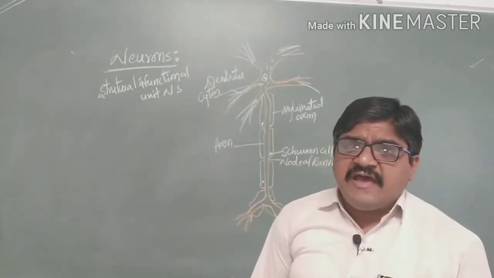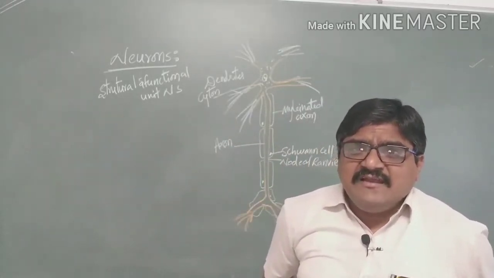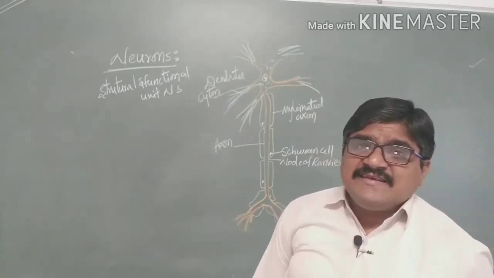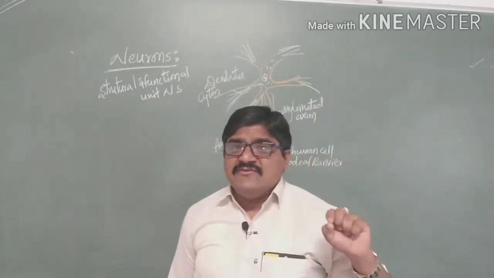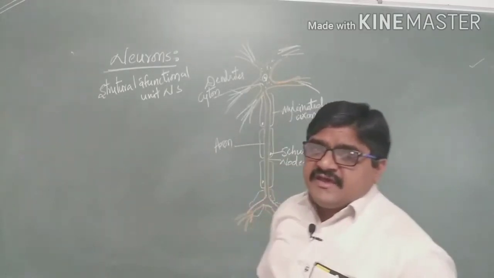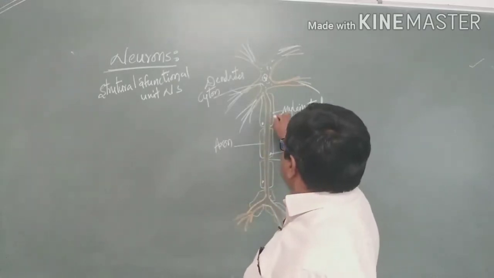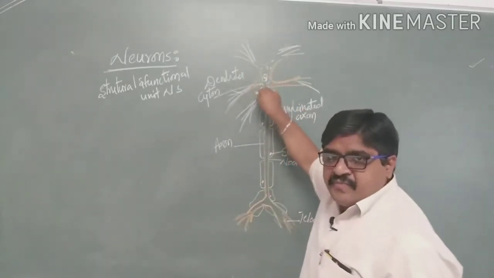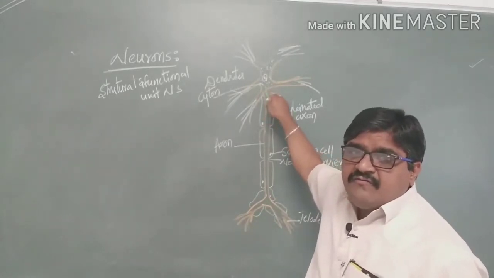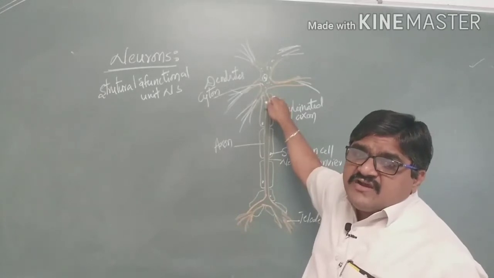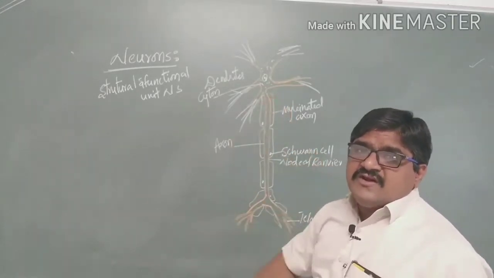The neuron has a cyton with a centrally placed nucleus and dense cytoplasm. Along with this, Nissl's granules are present, and here we also see the axon. Nissl's granules are helpful for protein synthesis. Neurons are very important in the nervous system.